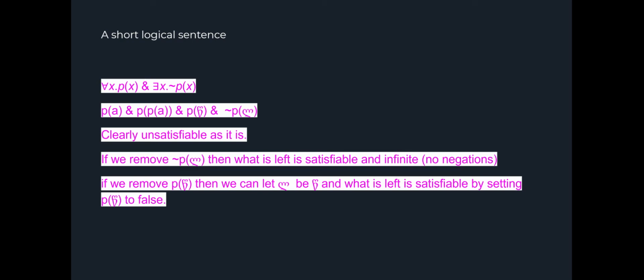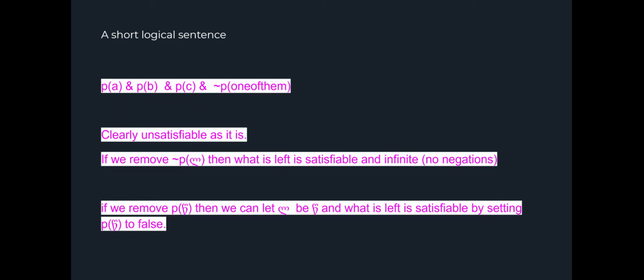If we remove the not P of miss, then what's left is obviously satisfiable, but it's also infinite if we kind of assume that the set is infinite. And if we remove P of miss, then we can let loss be miss, and what's left is satisfiable by setting P of miss to false. Okay, so we've said the same theorem twice.